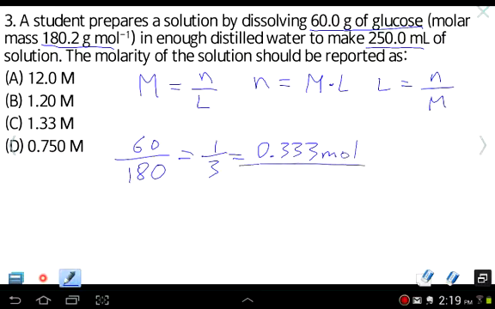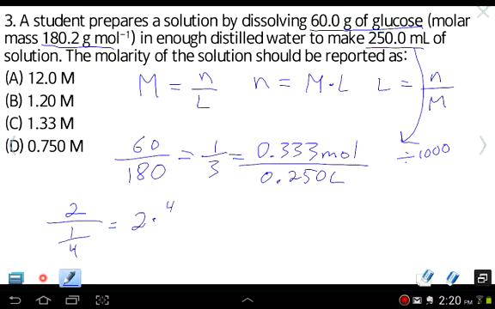And then dividing it by our liters. Now remember, milliliters to liters, you have to divide by 1,000. So we have 0.250 liters, or a quarter of a liter. Anytime you divide by a quarter, say if you have 2 divided by a quarter, in math, dividing by a fraction is the same thing as multiplying by its reciprocal. So you can do 2 times 4. So really it's multiplying by 4. Essentially what we're doing is 0.333 times 4.